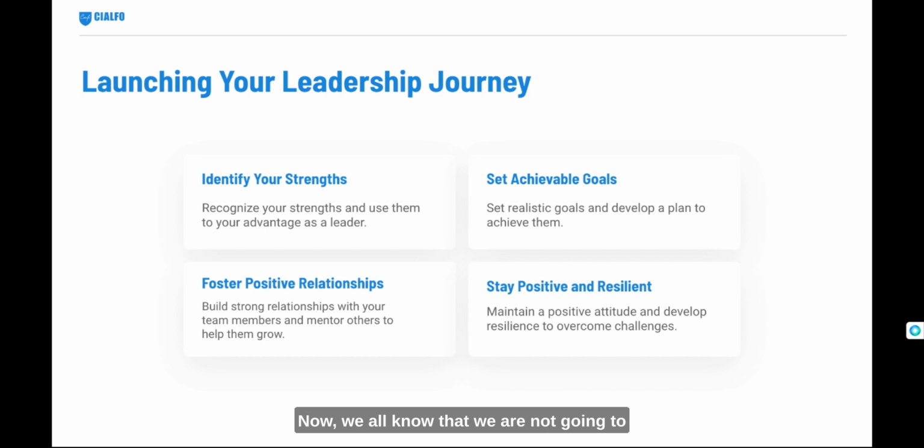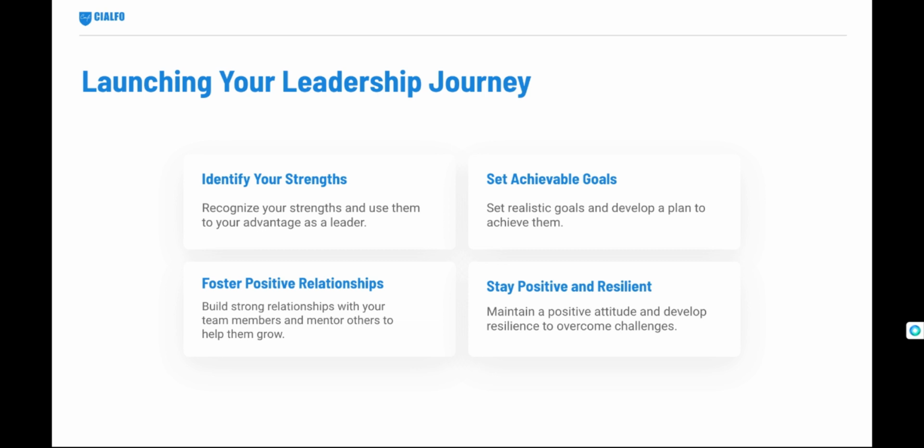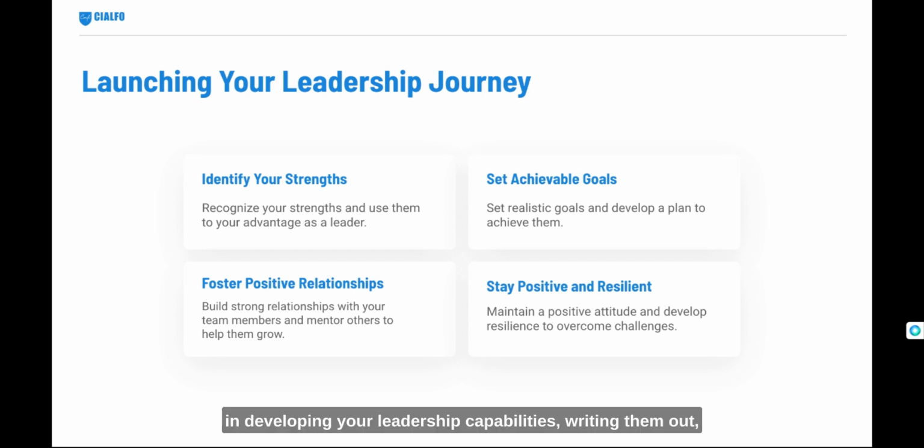Now, we all know that we are not going to get along with everyone as well as you get along with maybe family members or with your best friend. But there's no excuse why we can't always have a positive relationship with the people around us. Goal setting is an important step in developing your leadership capabilities. Writing them out, making them manageable, setting up a plan. It's also a great way to include others when you're developing a strategy and how you might lead them to an achievable goal for the group.